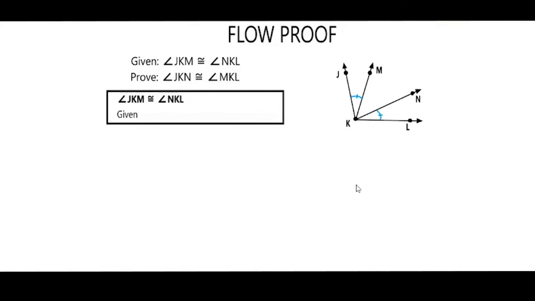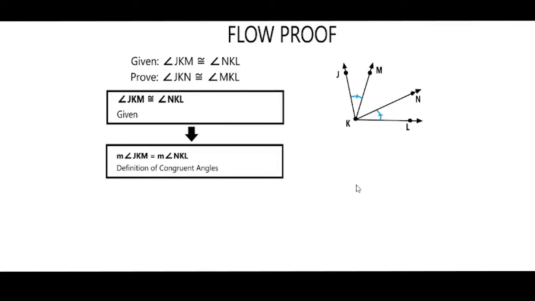We see here that we are given that angle JKM is congruent to angle NKL, and the reason for that is it's given. Next, the measure of angle JKM is equal to the measure of angle NKL, and the reason is the definition of congruent angles. The definition of congruent angles states that angles that are congruent have the same measure.